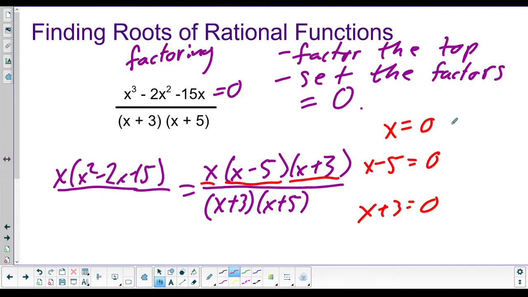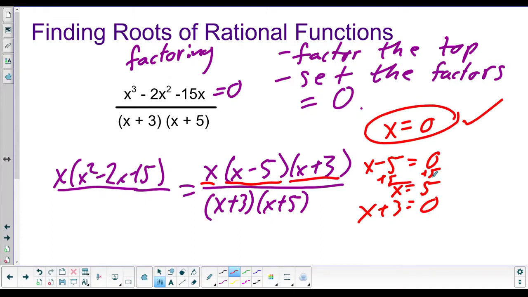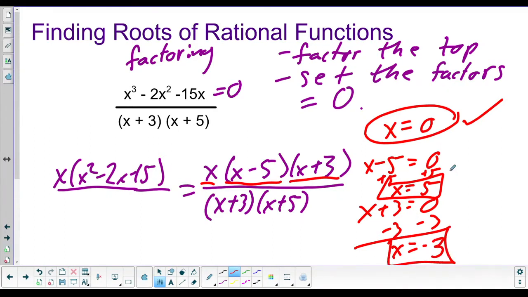Okay, so this one is already solved. X equals 0 as a root. If we add 5 here to move the 5 over, we get x equals 5. That's a root. Subtract 3 here. X equals negative 3. So those are our three roots. X equals 0, x equals 5, and x equals negative 3.